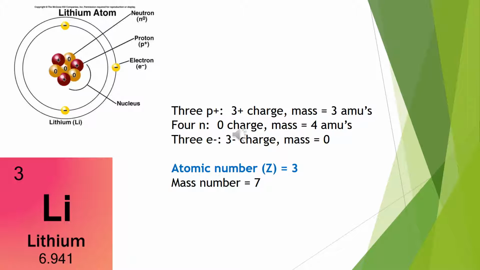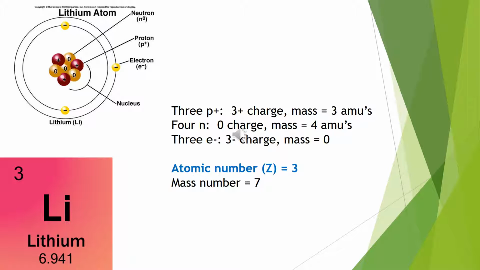There are 3 protons in the nucleus of a lithium atom for a total charge of 3+, a total electric charge of 3 positive charges, and a total mass of 3 atomic mass units. There are 4 neutrons in the nucleus of a lithium atom for a total charge of 0, since these are neutrons, but a total mass of 4 atomic mass units. And finally, there are 3 electrons outside the nucleus for a total electric charge of 3 minus, 3 negative charges, and a total mass of 0.